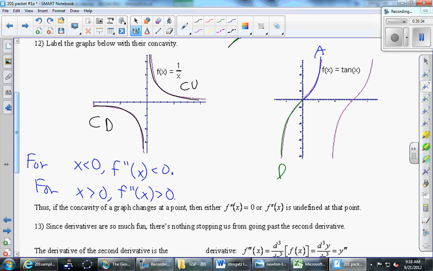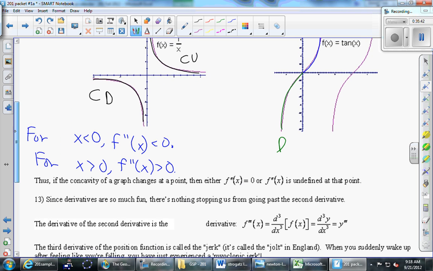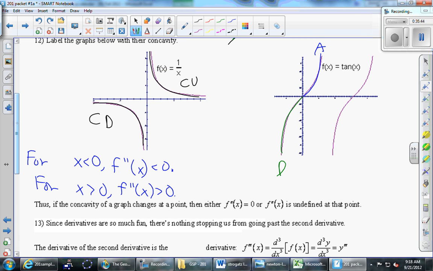So for all the x's to the right, concave up means the second derivative is positive. Okay, let's try coming over here. We haven't talked too much about trig stuff, but let's look at this branch right here. Not part A, but part B.